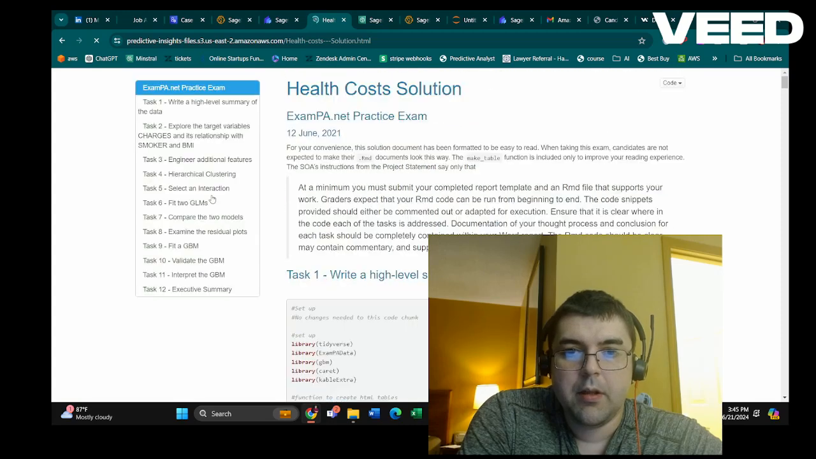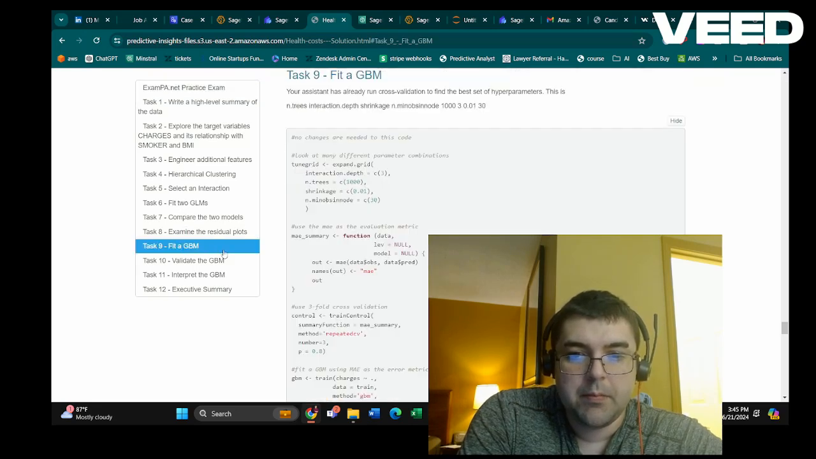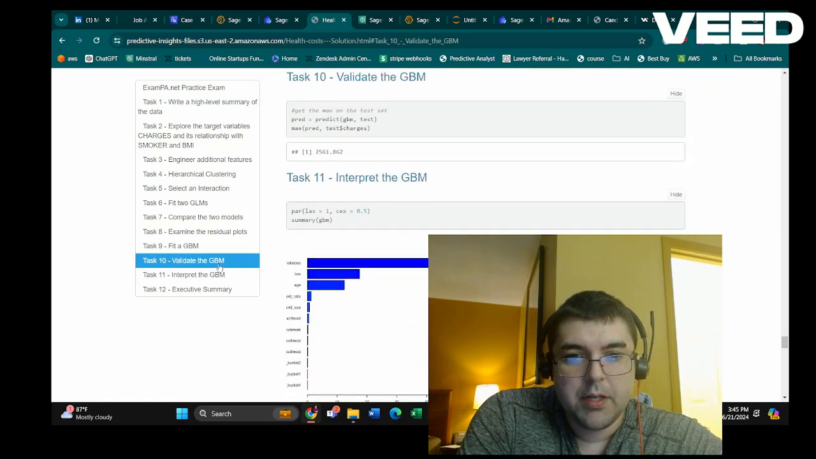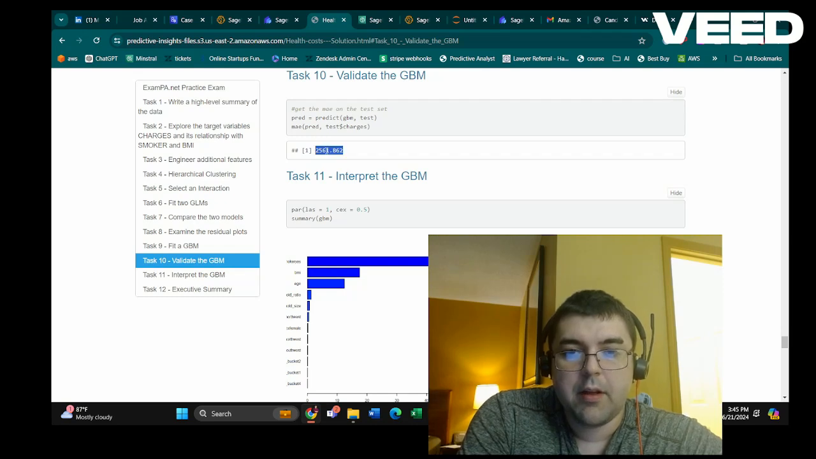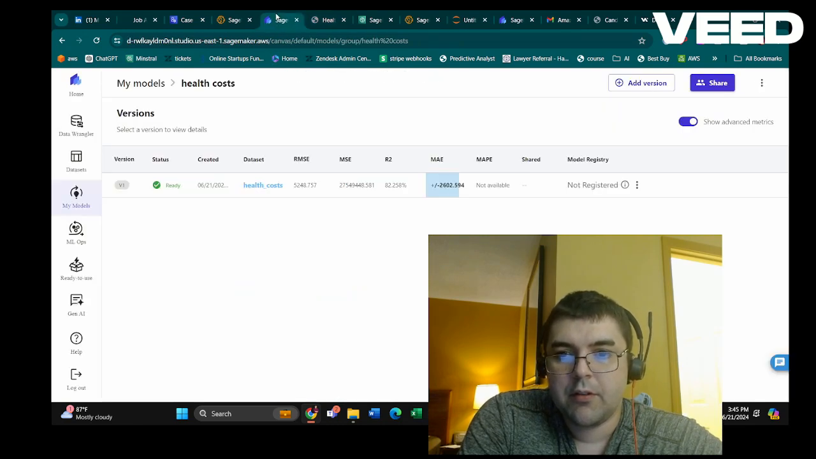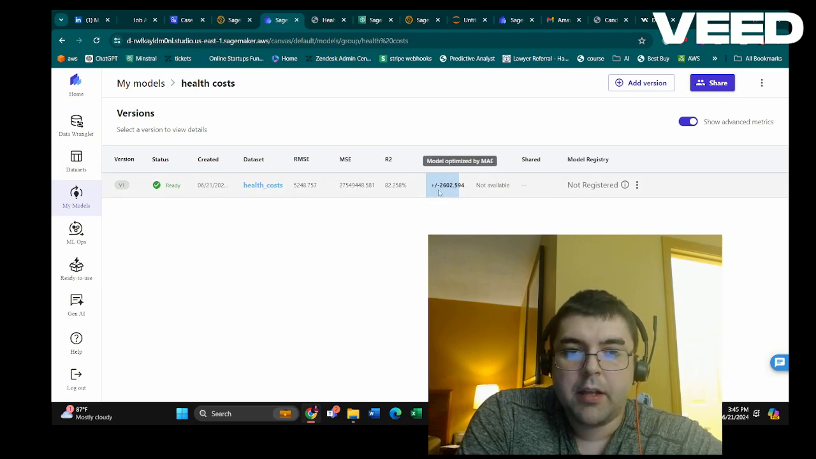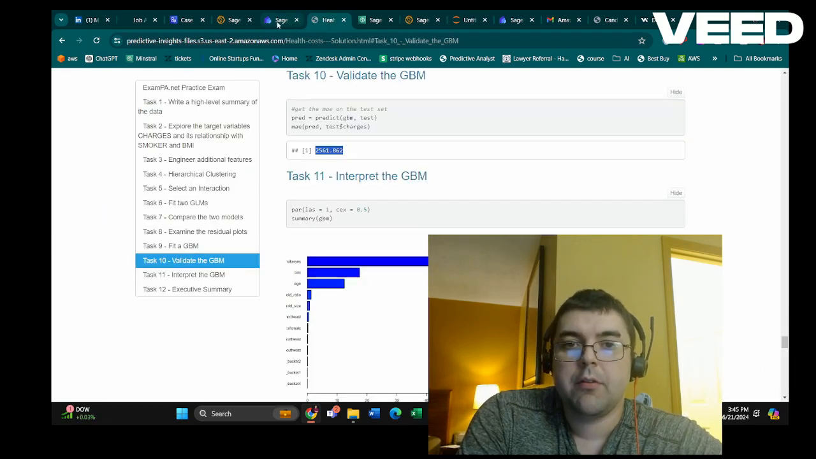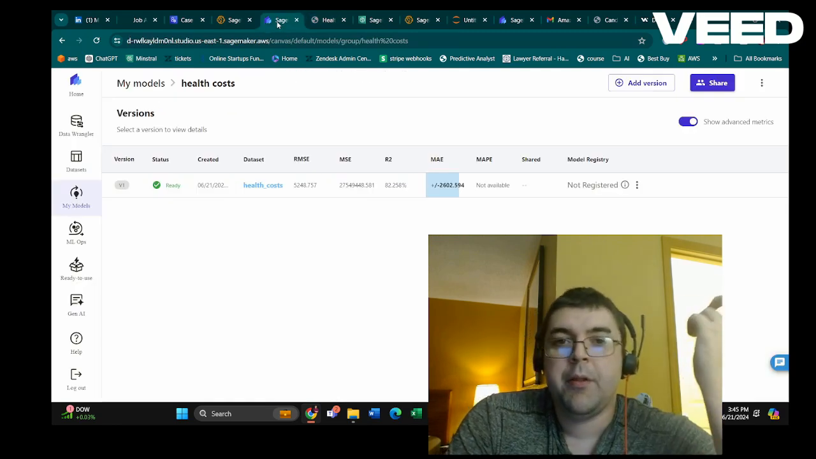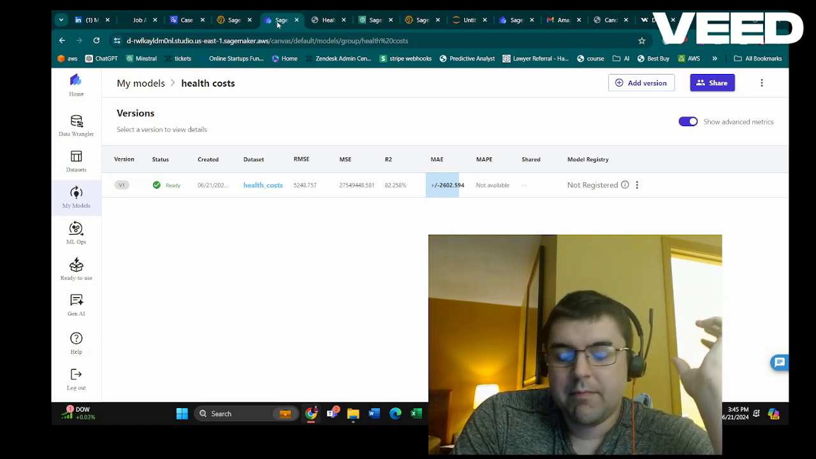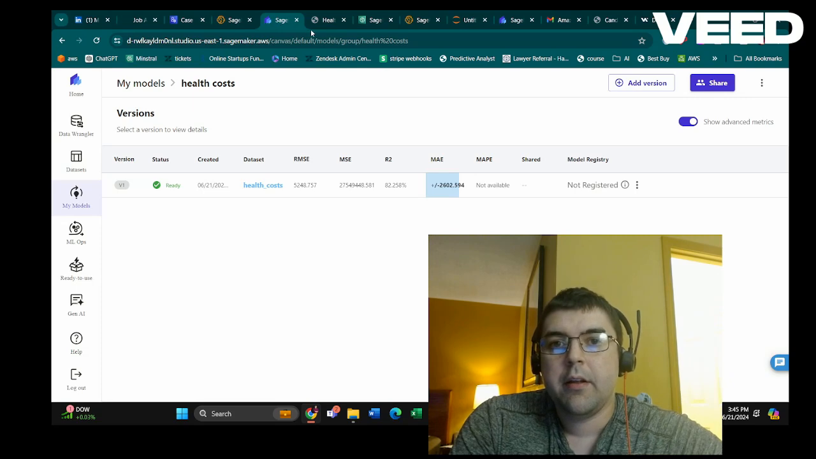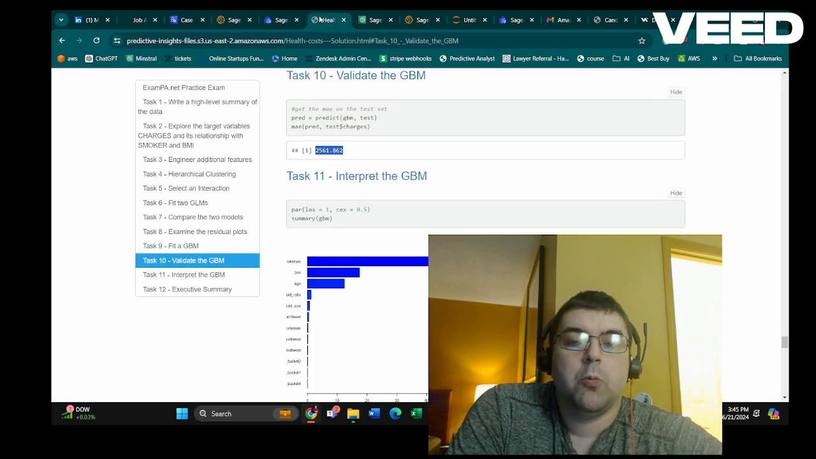And when I looked at that compared to my version from the predictive analytics exam, where I did all these steps: hierarchical clustering, feature engineering, GLMs, fit a GBM, validate the GBM, and that was it. Mean absolute error 2,561 versus 2,600. So this one actually came out a little bit worse. So Autopilot won on the larger data set, where it was better. On the smaller data set, the manual approach worked better.